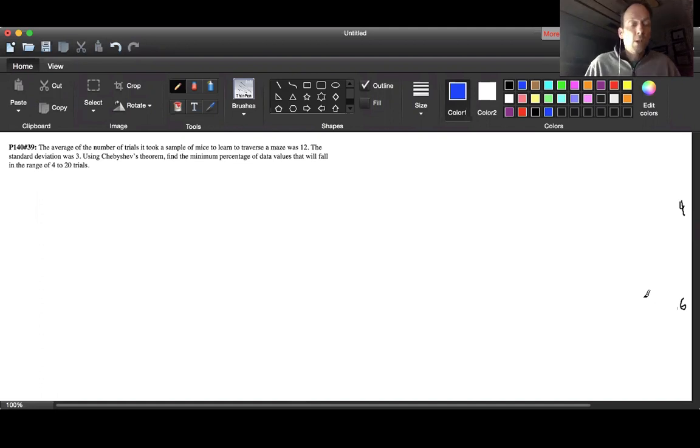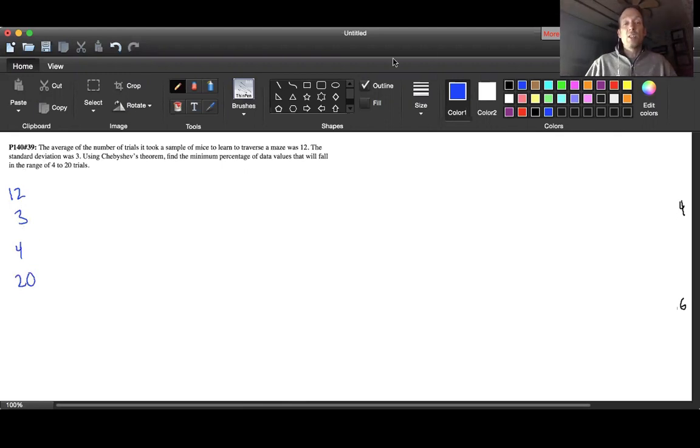Okay, so it looks like in here we're trying to figure out the minimum percentage of trials, or the minimum percent of times that a mouse will be able to get through a maze in between 4 and 20 trials. So to solve it, I'm going to start off the same way I did last time. I'm going to write all the numbers they gave me down on the side of the page. I have the number 12, the number 3, and then 4 and 20.